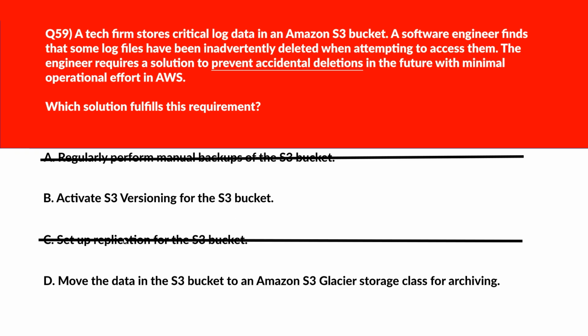Let's move to D. D says move the data in the S3 bucket to an Amazon S3 Glacier storage class for archiving. If you read the question, there is no need for archiving. We need to prevent the accidental deletion. Moving to Glacier will save cost, but again, it won't prevent the accidental deletion. It's completely out of topic, right? Because moving to Glacier doesn't address the concern of preventing accidental deletion. So D is out. We are left with option B, and it is the right answer.